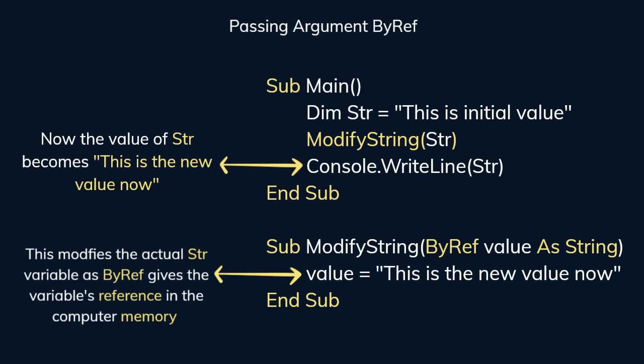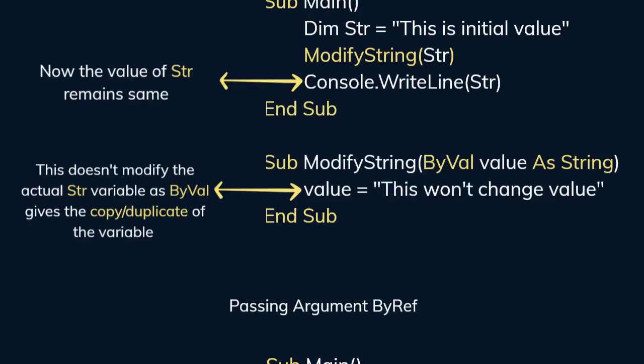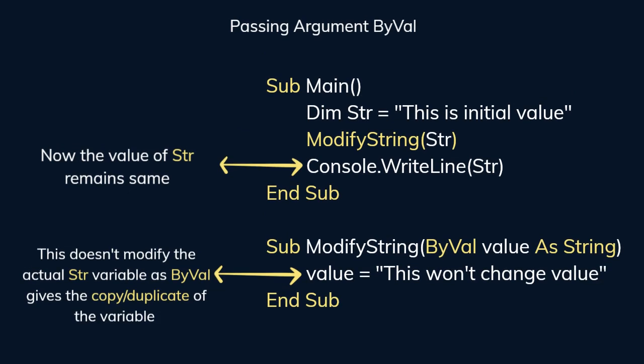Passing an argument ByRef means that the procedure will receive a reference to the original memory location of the argument's value, rather than a copy of the value itself. This means that any changes made to the argument within the procedure will also affect the original value outside of the procedure. Passing an argument ByVal means that the procedure will receive a copy of the original value, rather than a reference to its memory location. This means that any changes made to the argument within the procedure will not affect the original value outside of the procedure.